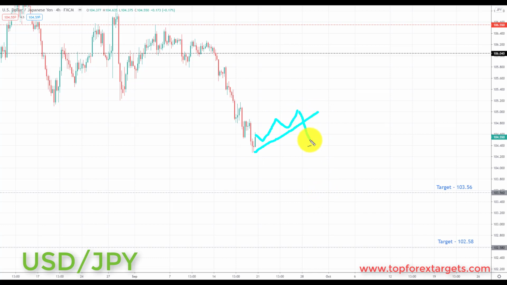And we're going to be looking at initiating shorts down towards the next key of support to the downside of the target set at the 103.56. And if we can get a break through here, we're going to be looking down towards the next key area of support to the downside and target 2 at the 102.58.